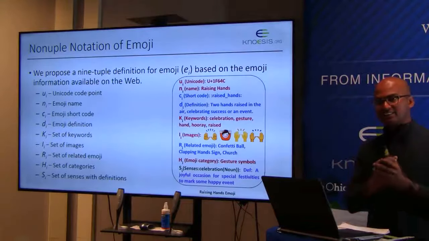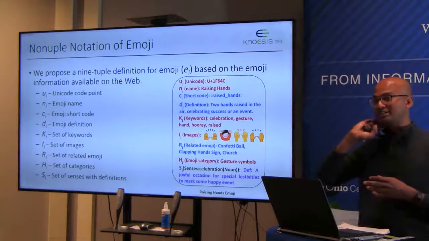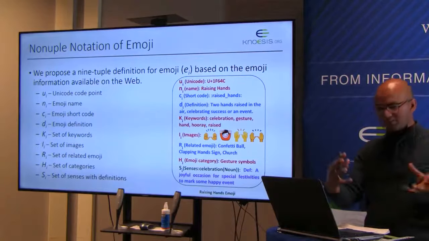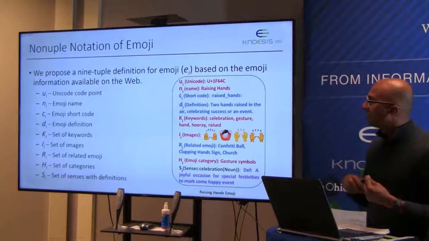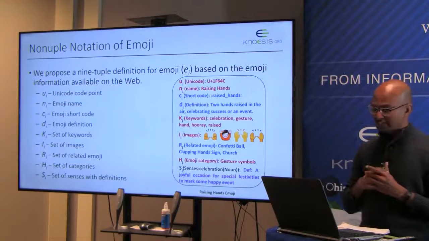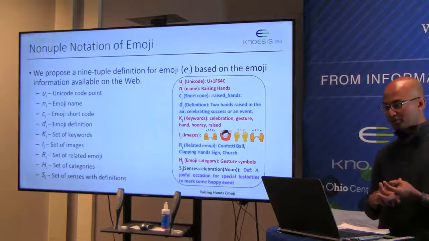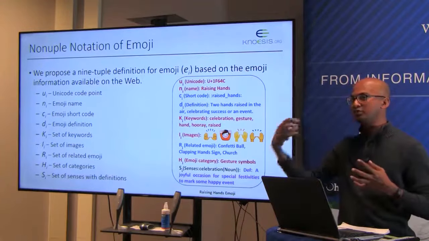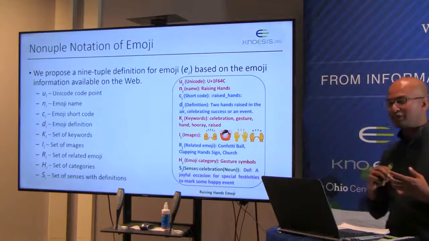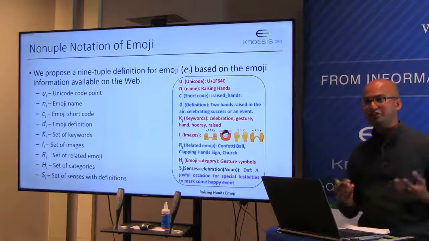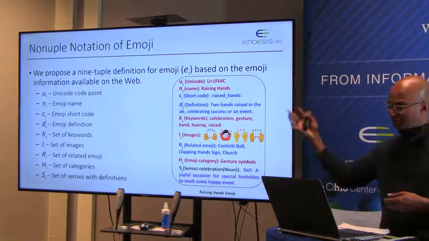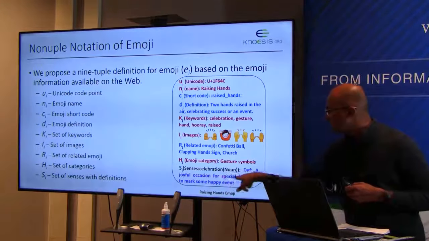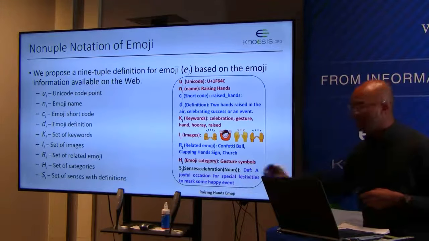So when we looked at these resources on the web, we saw a lot of complementary information and a lot of interesting information about emojis. So we came up with this nine tuple notation so that we can integrate most of the interesting information related to an emoji. If you look at the nine tuple notation, we support the Unicode code points, the emoji names, emoji short codes. These are very popular whenever you want to access emojis in programming APIs. They use these emoji short codes instead of Unicode code points because people cannot remember Unicode code points, but they can easily remember these short codes. We also have emoji definitions, the keywords that relate to meanings, and most importantly, we have the sense labels and sense definitions. Sense labels are coming from the Emoji Dictionary, and these are coming from Babel.